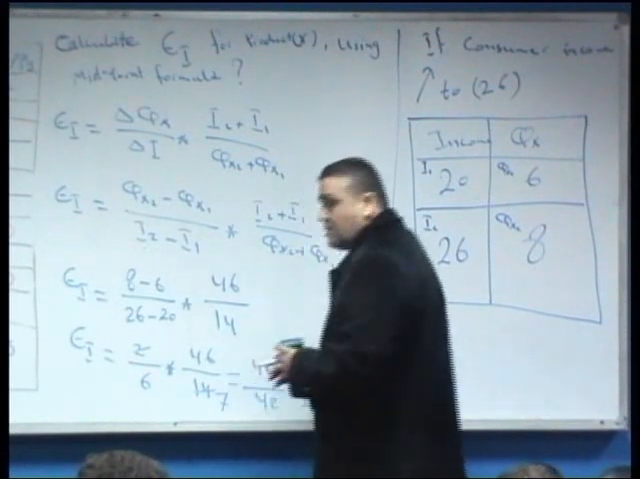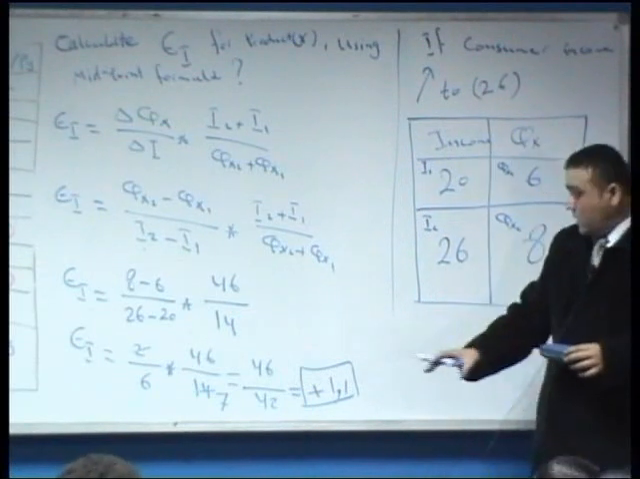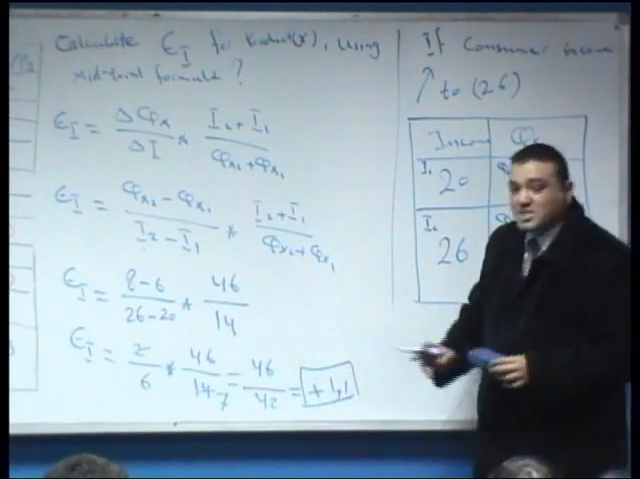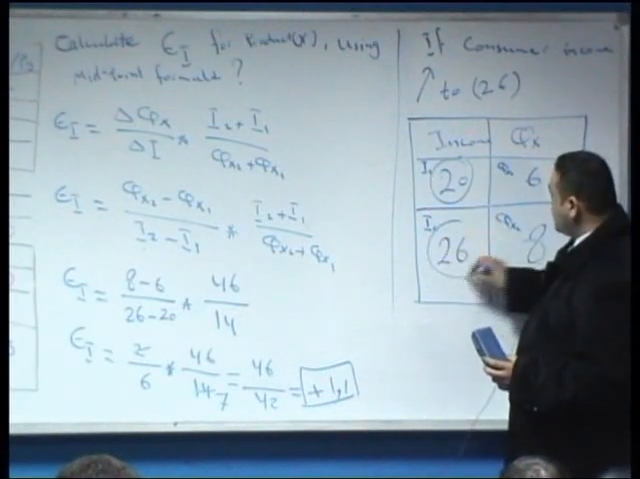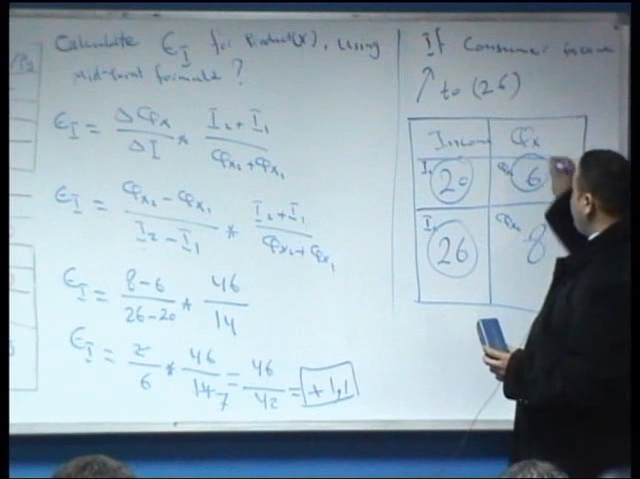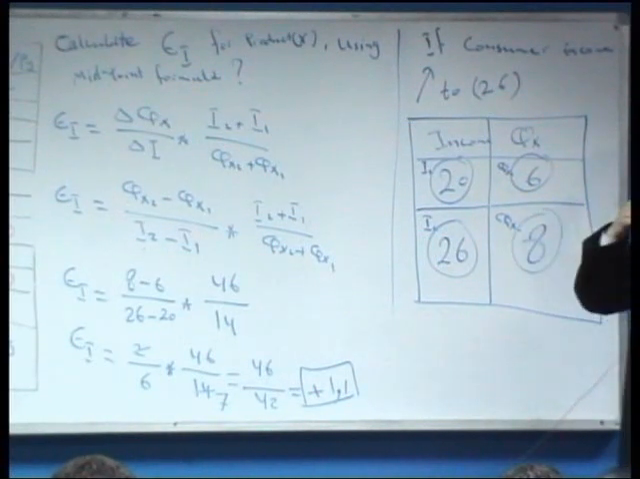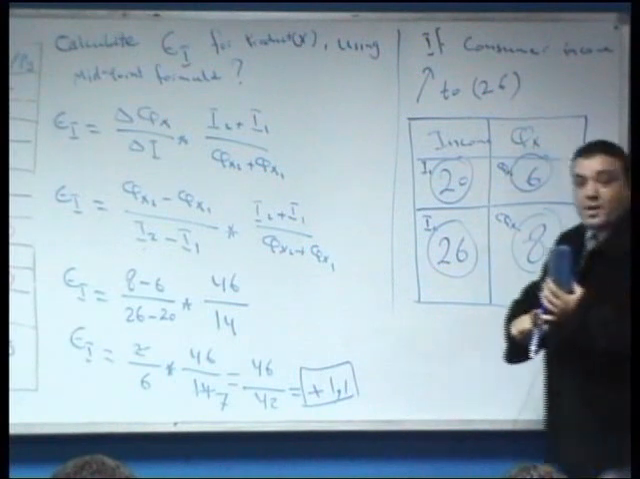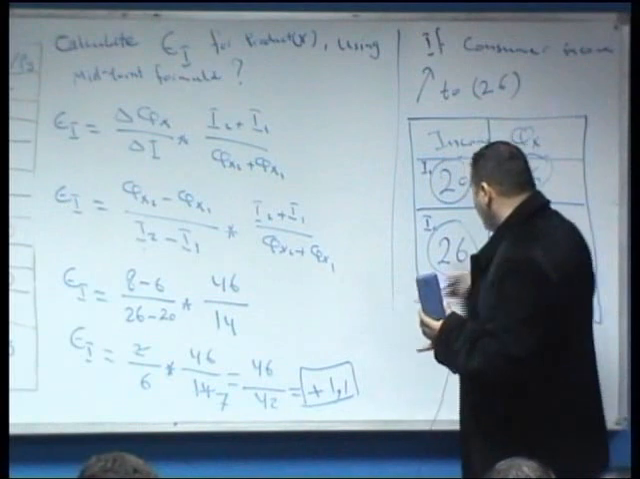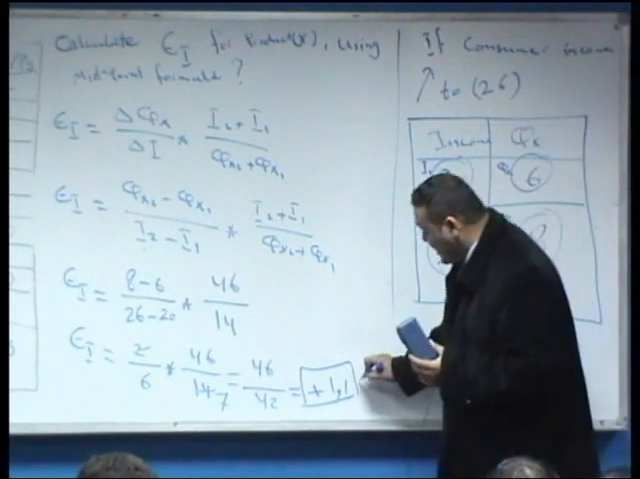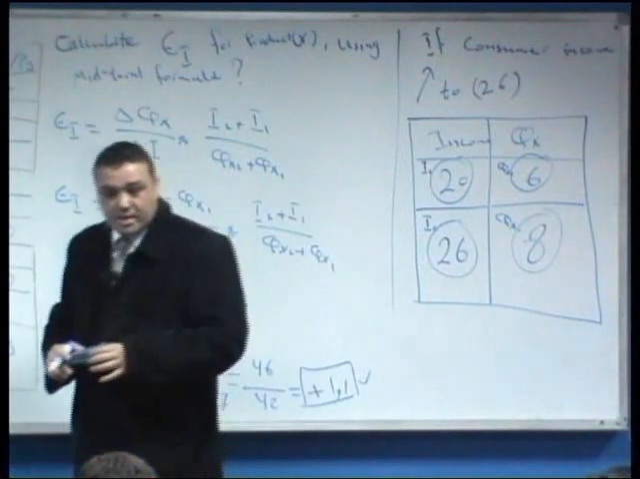So as you see, the income elasticity of demand equals positive 1. This means when income increased from 20 to 26, the quantity demanded of X increased from 6 to 8. In this case, the product is normal, or the good is normal, and the demand is elastic. It's close to unitary elastic, right?